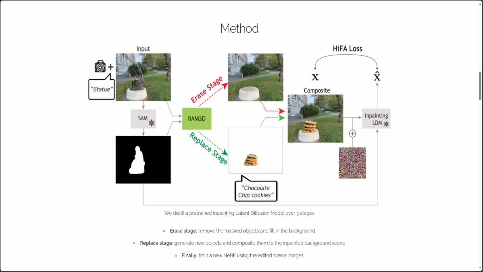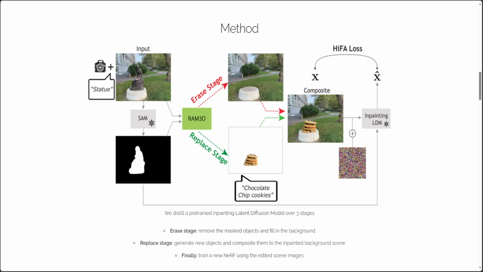Let me describe these terms a bit. So all in all, as you can see, input is being passed, then it is being edited by erasing the stuff and replacing the stage, and then it is combined, and then we have HIPHA loss, and then in-painting LDM. Now HIPHA stands for hierarchical feature alignment, and this loss in machine learning is a specialized loss function designed to improve the alignment of features across different levels of a neural network, particularly in tasks involving hierarchical structure or multi-scale feature integration.